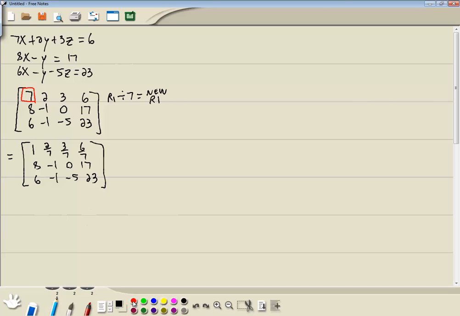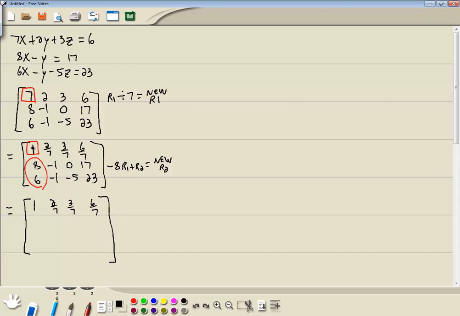Now what we do is we get a 1 in that position, and then we work at getting 0s below it. So you ask yourself, what do you multiply times this 1 that you can then add to the 8 to get a 0 here? Well, you can do negative 8. So negative 8 times row 1 and add that to row 2 gives you your new row 2. It'll always be the opposite number. So if this is a positive 8, it'll be a negative 8. Let's see, 1, 2 sevenths, 3 sevenths, and 6 sevenths.